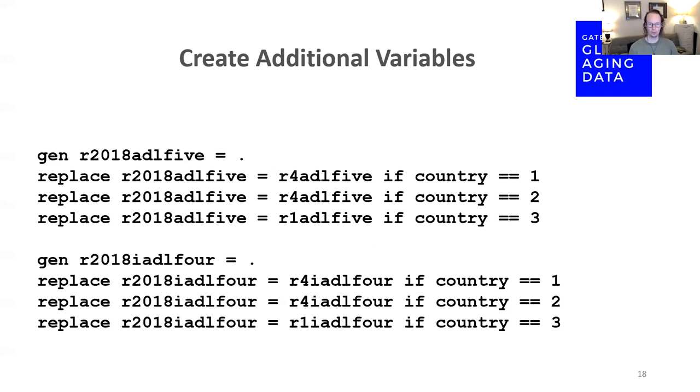So in our next step, we're going to make these year-specific variables. We can have a variable like R2018ADL5, and then we can assign our values from each of our studies. And this is why having this country variable is really important, right? We want to remember for each of these observations where the values for that data are stored, because inside of Stata, it's just one big data set now.